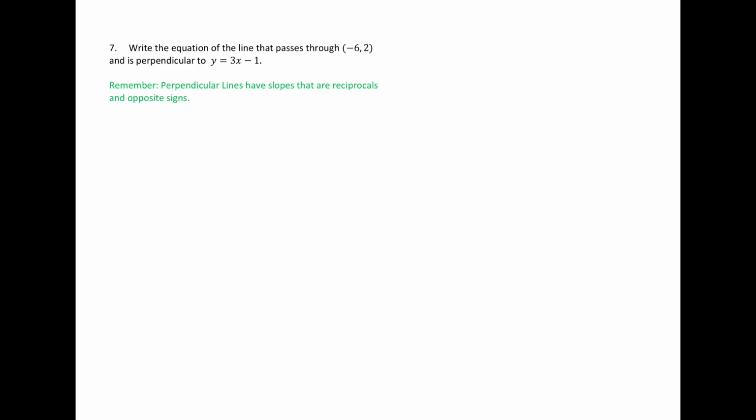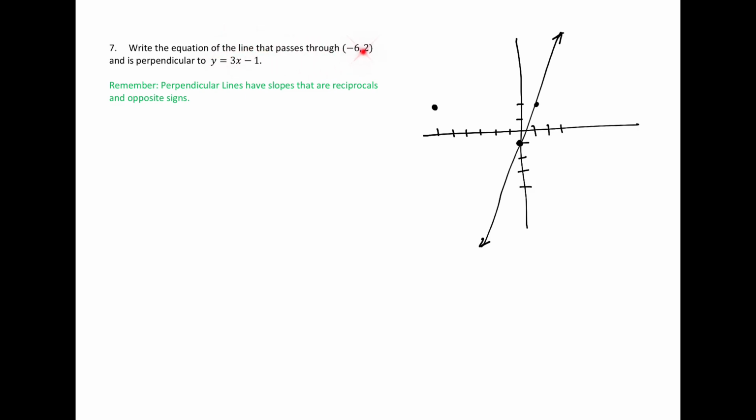Okay, this one is just one step different. All right, here's your situation. Write the equation of the line that passes through negative 6, 2, but is perpendicular to this. Okay, what does perpendicular mean? Parallel meant they had the same slope. Perpendicular means they have negative reciprocal slopes.